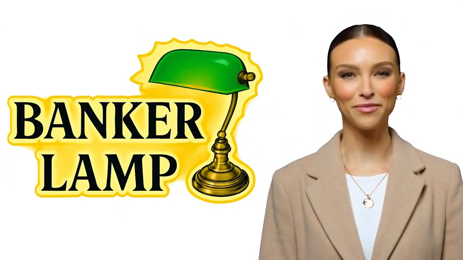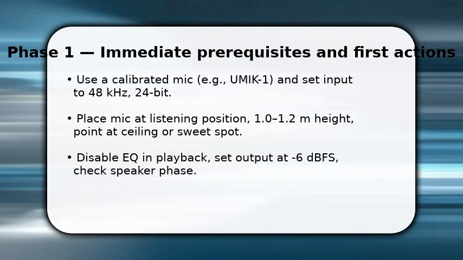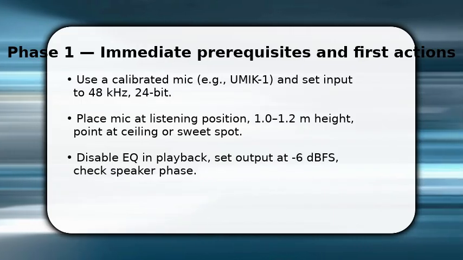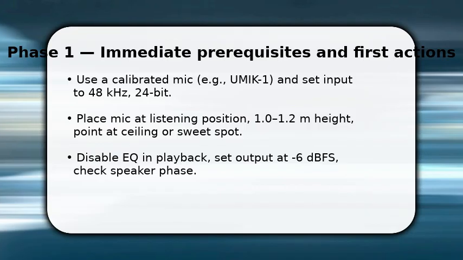Please enjoy the video. You start by confirming the essentials: a calibrated mic and a clean signal path. Plug the mic, set your audio interface to 48 kHz, 24-bit. This keeps timing precise. Once done, position the mic at the listening sweet spot, about 1.2 meters high, and point it toward the ceiling or main speakers for consistent polar response. Make sure playback EQ is off, and reduce output to about -6 dBFS so your test sweeps won't clip.